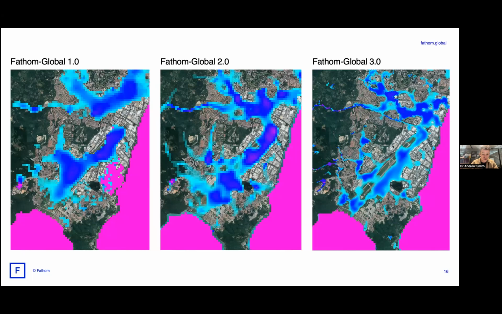But what you can see here is that we're getting now a much better representation of even some of the small flow pathways around the airport itself. And we're able to represent with much greater fidelity some of the localized flooding occurring at that site. Next slide, please.